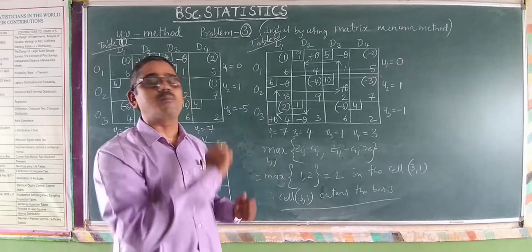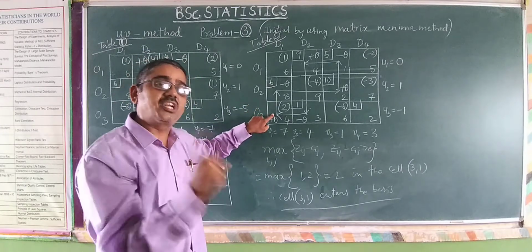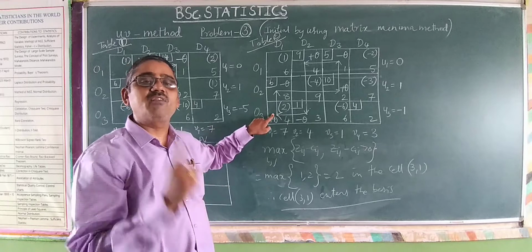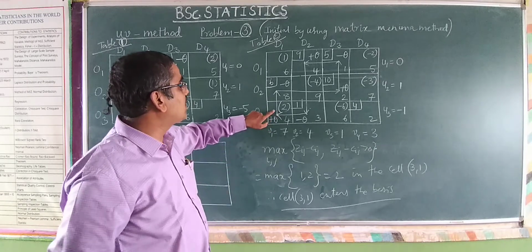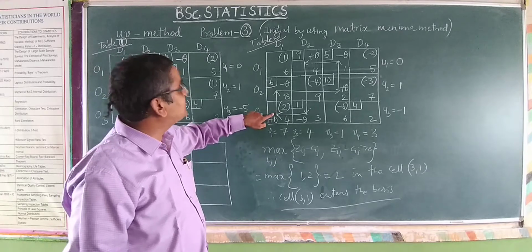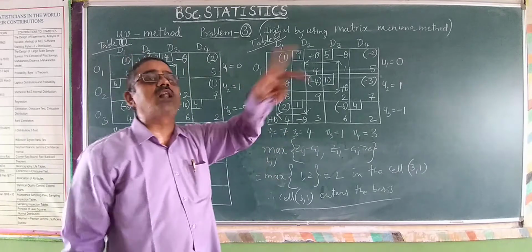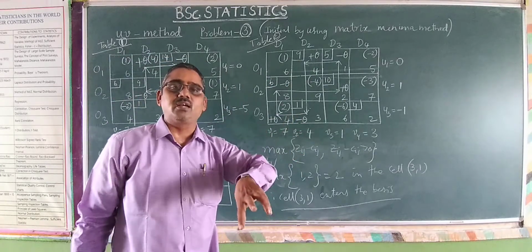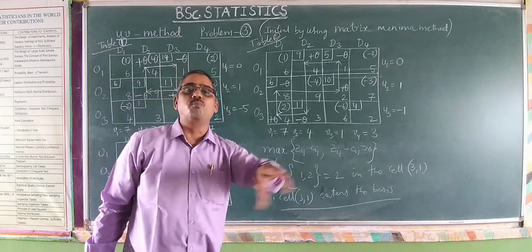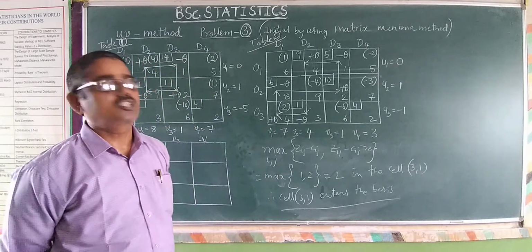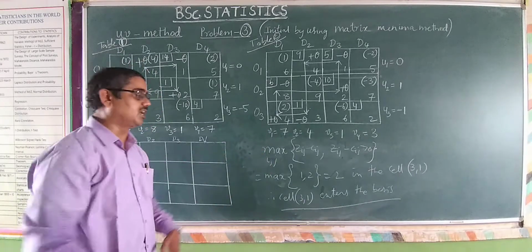Both simultaneously I have completed. I have allocated plus theta, starting with a positive sign in the entering non-basic cell. This is the entering non-basic cell (3, 1). Therefore plus theta, minus theta, plus theta, minus theta, plus theta, minus theta, alternated to all the cells of the loop. You have to consider starting with the entering non-basic cell. Right, so this is the procedure.